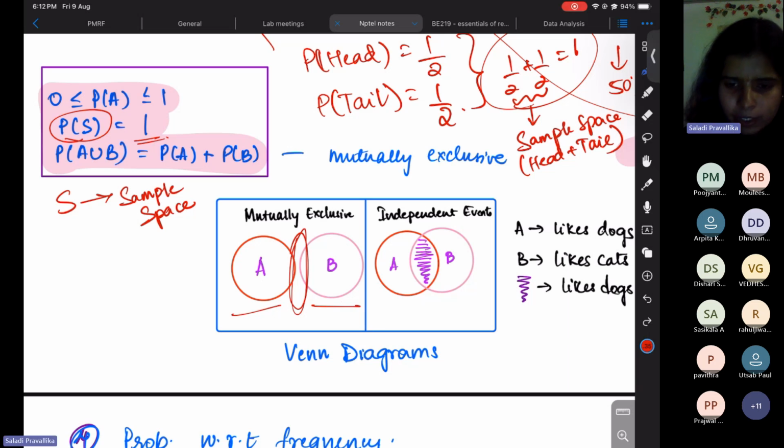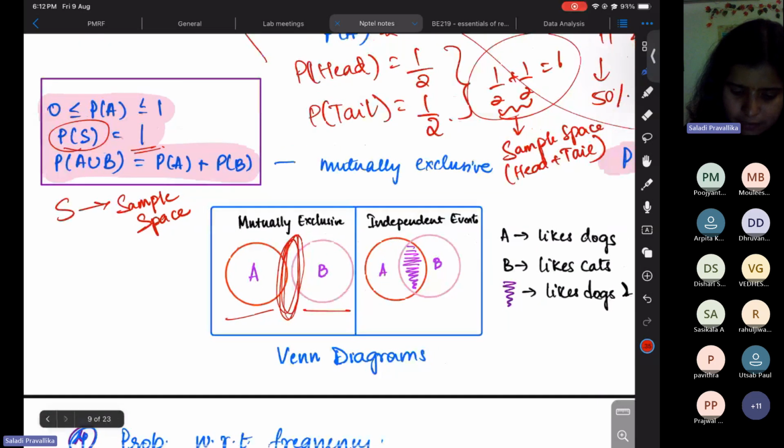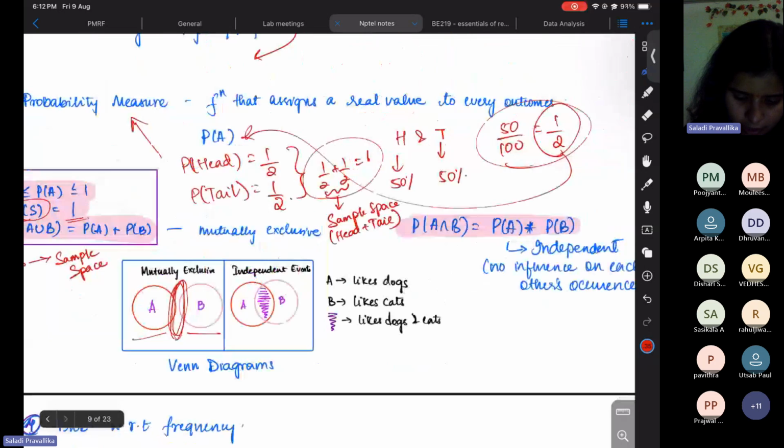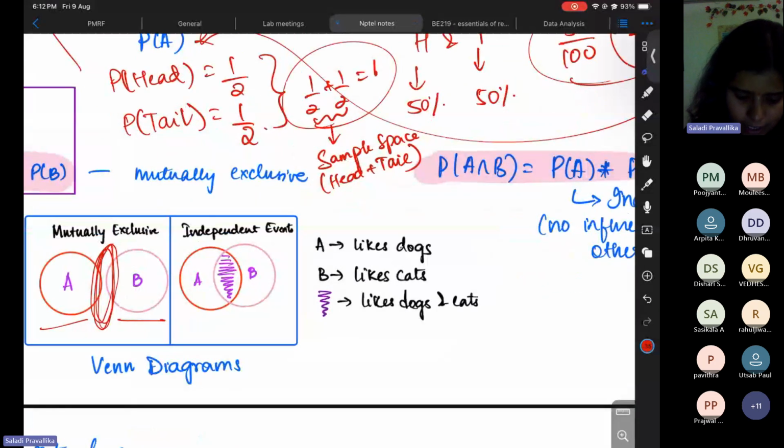If I'm taking the union between P of A and P of B, I mean the set of A and set of B, then it is nothing but the addition between A and B, right? Because we don't have any overlap in between here. Okay. So in case we are taking an independent event, we have some overlap, right?